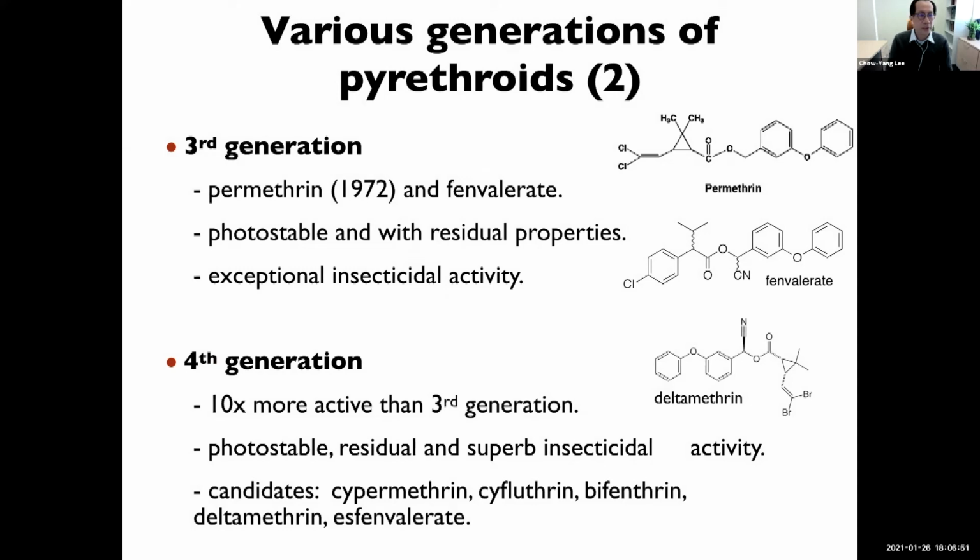The third generation started off with the introduction of permethrin and subsequently fenvalerate. Finally, this group is photostable and has good residual property, so they could last for a while. They also have exceptional insecticidal activity. The fourth generation is actually 10 times more active than the third generation, and they are photostable. They have good residual and superb insecticidal activity, and you have candidates such as deltamethrin, cypermethrin, cyphenothrin, etc.